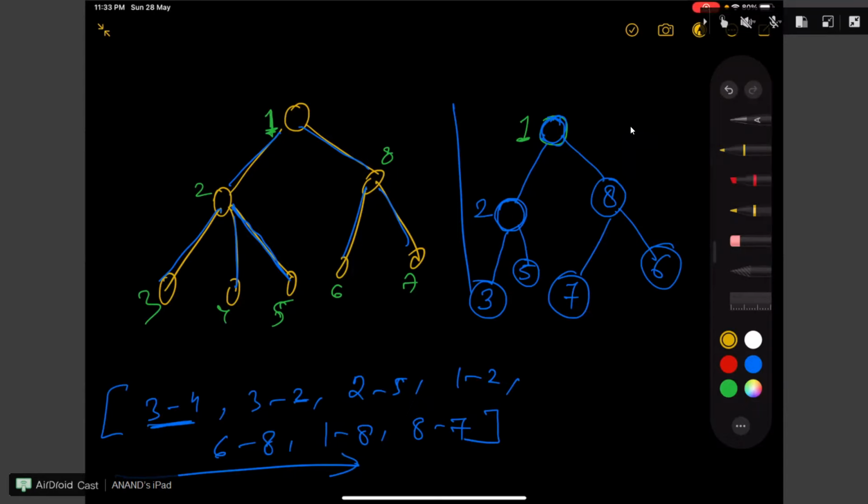Wait, 4 is left. Actually, I didn't add 2, 4 in this edge list, that's why it was left. Sorry, let's just add this at the end: 2, 4. So in that case, 2, 4 will be drawn like this. I think this 2 to 4 will be drawn in the first step only.